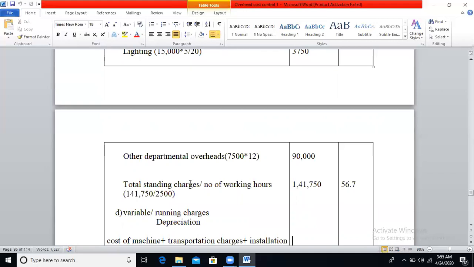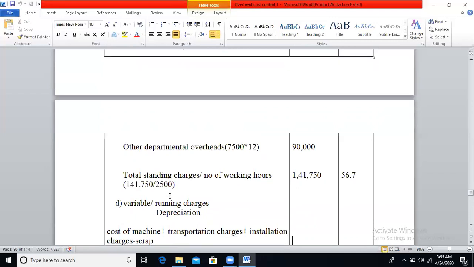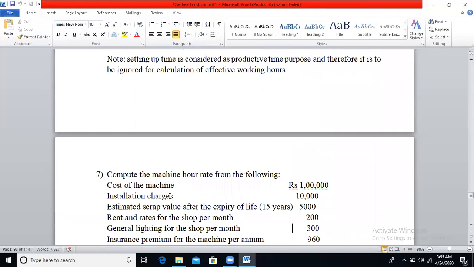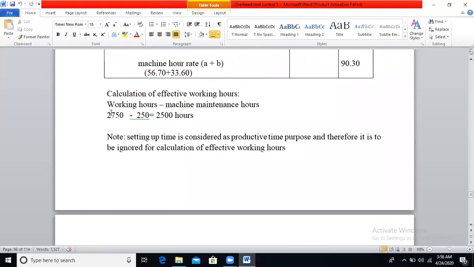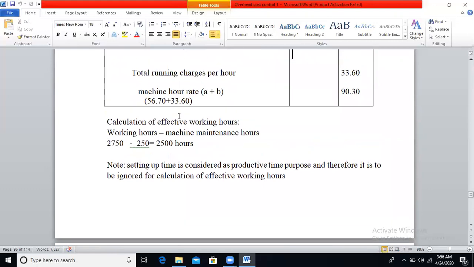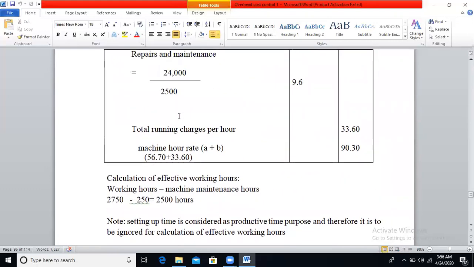Now you get the total of standing charges. Now calculate the standing charges rate per hour. Standing charges rate per hour is equal to total standing charges divided by number of working hours. So 1,41,750 divided by 2,500 working hours. Have you got 2,500 working hours? Here, the yearly working hours they have given are 2,750. Out of this, you have to deduct machine maintenance hours. Machine maintenance hours will be 250. And here, machine setting up time is regarded as productive. That's why we will ignore that item.